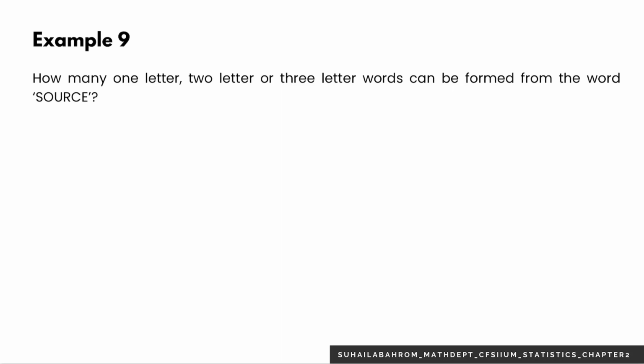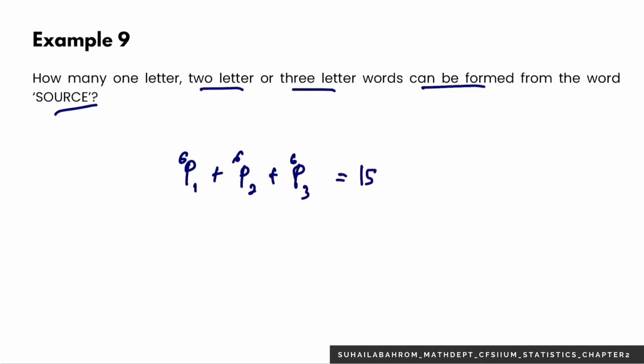Now let's proceed with example 9. How many one letter, two letter, three letter words can be formed from the word SOURCE? So for one letter, the total number of letters is 6. So 6P1 plus 6P2 plus 6P3. So the total number of ways is 156.